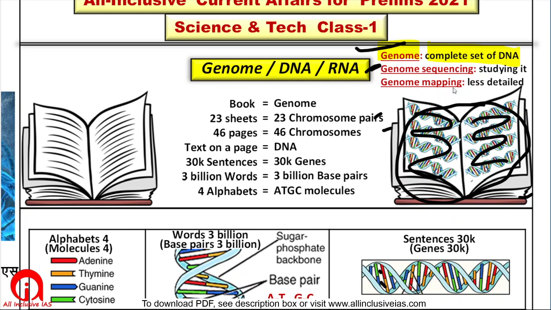There is also something called genome mapping. Mapping is just like sequencing but less detailed. You can think of mapping like an index. When you make an index, you simply write which genes are given on which page number, right? So mapping is like sequencing but it is less detailed.